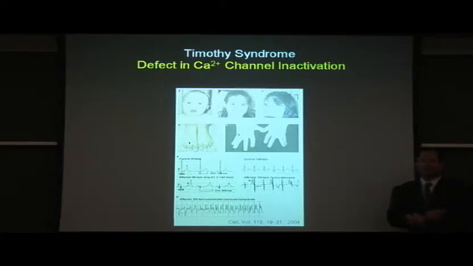This is an extremely rare event. I think there are probably more people in the world that study this disease than there are that have it. But it's been quite interesting in terms of giving us information about what calcium channels do and about how calcium channels work.